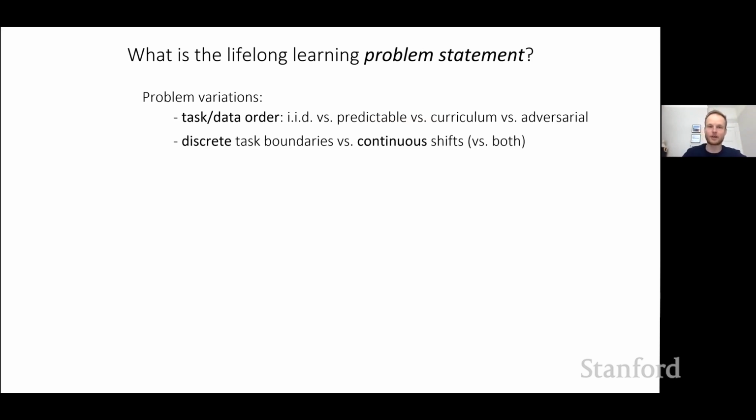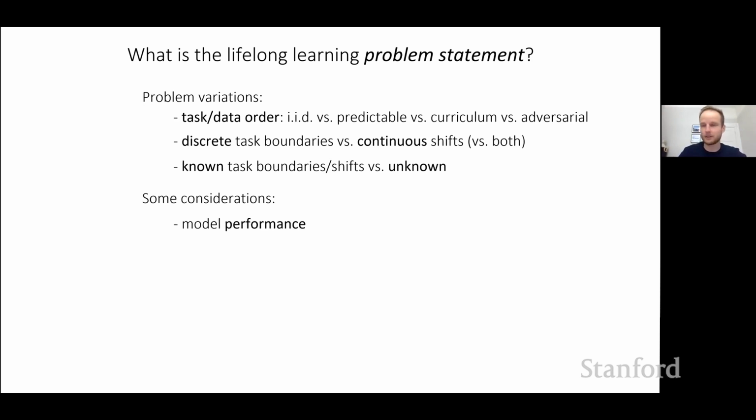The other consideration is whether we have discrete task boundaries versus continuous shifts. Sometimes you can clearly tell that this task has ended, a new patch has been released, and from now on the game is different. There's a very discrete task boundary. Versus if it's, for instance, the weather that is changing, it's maybe harder to say at which point the weather has changed. The weather is kind of continuously shifting, and we could also have instances of both. Then we can have known task boundaries, so someone can tell us that they released a new patch, or unknown boundaries that we then need to detect in some way.